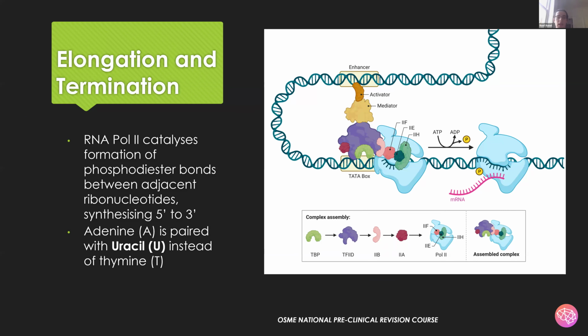Then we have elongation and termination, and this largely works quite similarly to DNA replication. RNA pol 2 selects the correct free ribonucleotide triphosphates and catalyzes a phosphodiester bond between adjacent ribonucleotides. It's repeated many times with RNA pol 2 moving away from the promoter region in the 3' to 5' direction and synthesizing in 5' to 3'. Normal base pairing rules apply, apart from, of course, adenine binding with uracil instead of thymine.